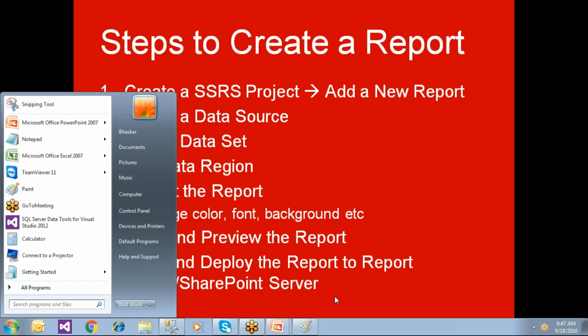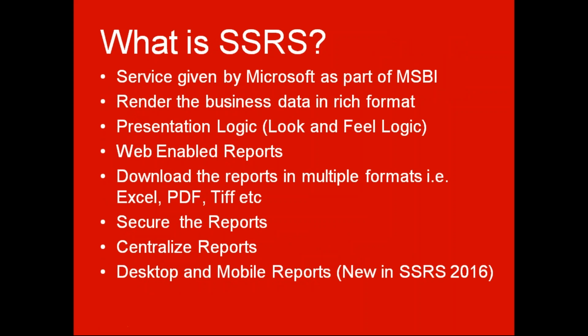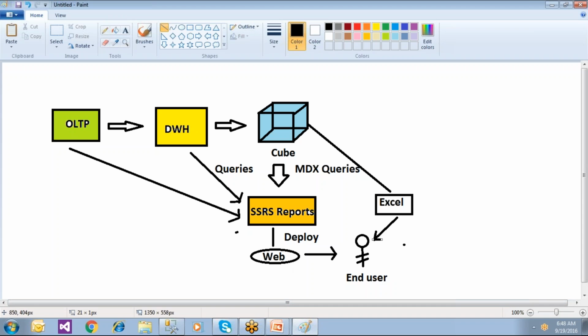So the end user need not install anything. Now the end user needs the report in Excel format, or the end user says I need the report in PDF format. TIFF means image. Image means JPEG format, TIFF format. Or the end user needs the report in Excel format. So they can also download. They can go to the report and download the reports to their machine locally.